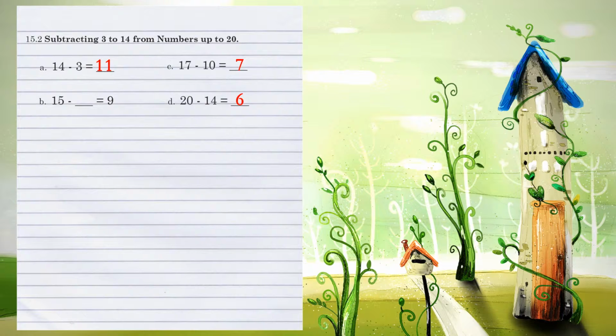Example B. 15 minus what equals 9? Let's just count backwards on this problem. 14, 13, 12, 11, 10, 9. So how many tally marks do we have? That means we're subtracting 6.